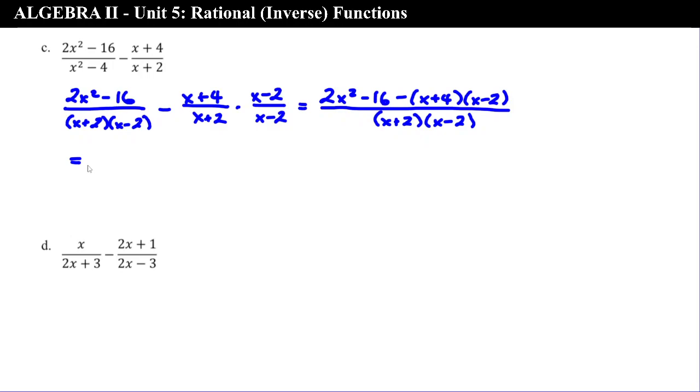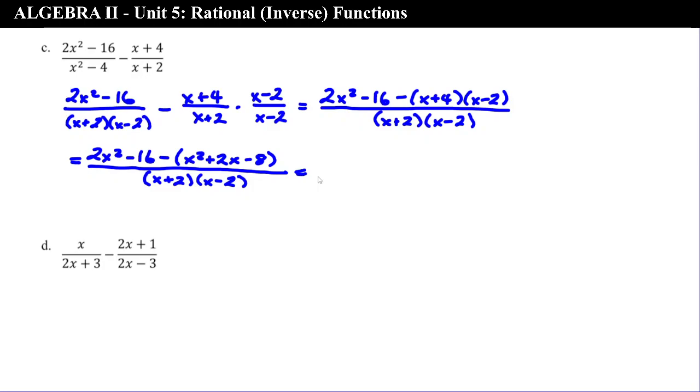All right, so from here, let's go ahead and expand out that x plus 4 and x minus 2 on the top here, because we want to see if we can come up with a new trinomial on the top that can be factored. All of that's going to be over x plus 2 times x minus 2.